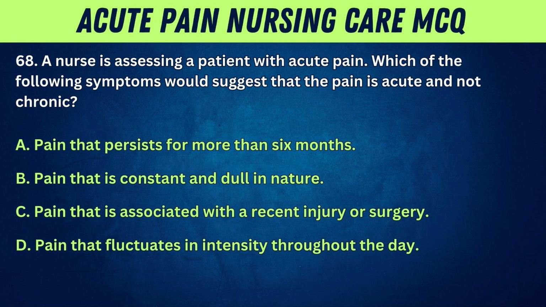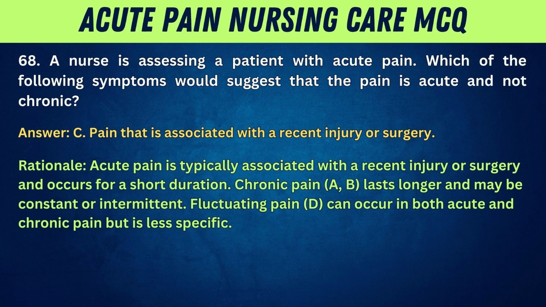Using the PCA only when a nurse is present, D, limits the effectiveness of the patient's ability to manage their own pain. 68. A nurse is assessing a patient with acute pain. Which of the following symptoms would suggest that the pain is acute and not chronic? A. Pain that persists for more than 6 months. B. Pain that is constant and dull in nature. C. Pain that is associated with a recent injury or surgery. D. Pain that fluctuates in intensity throughout the day.